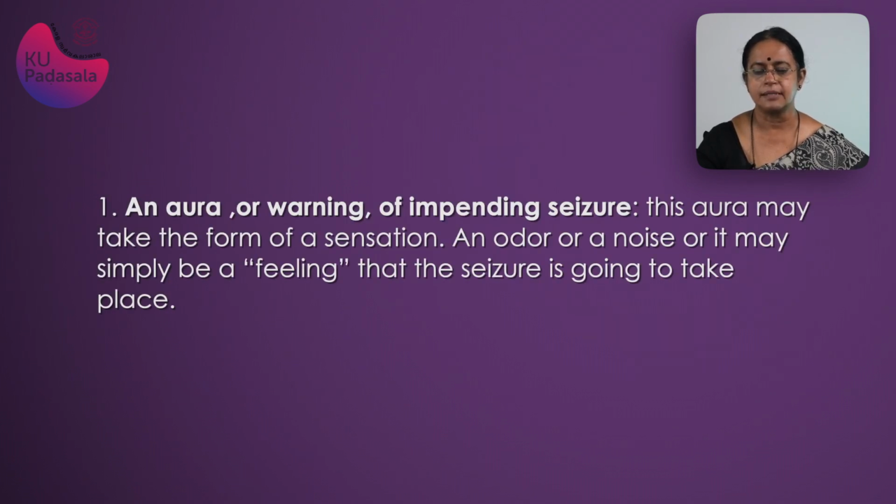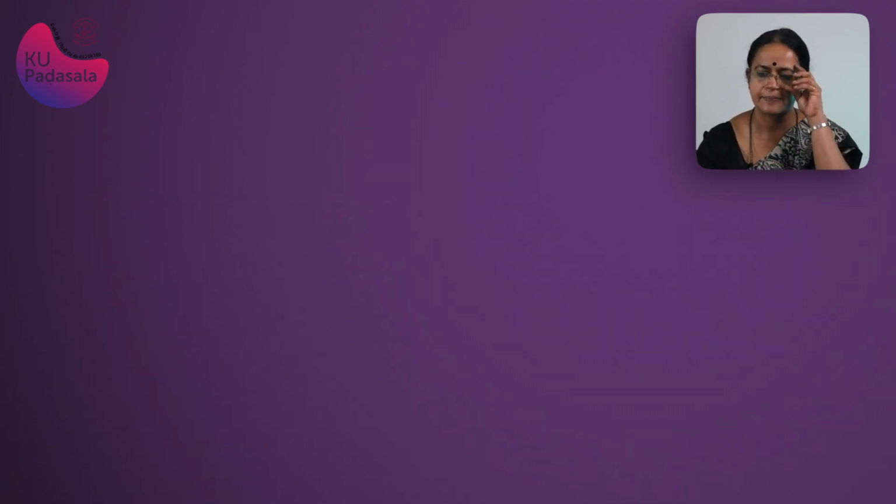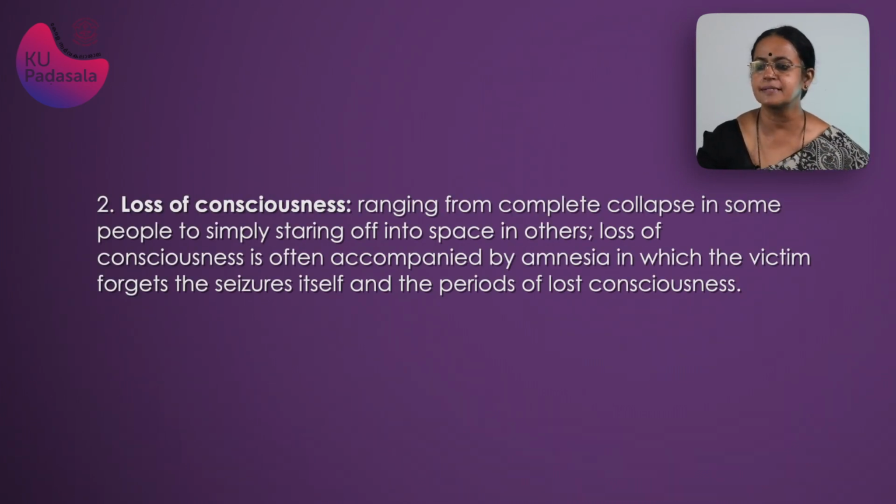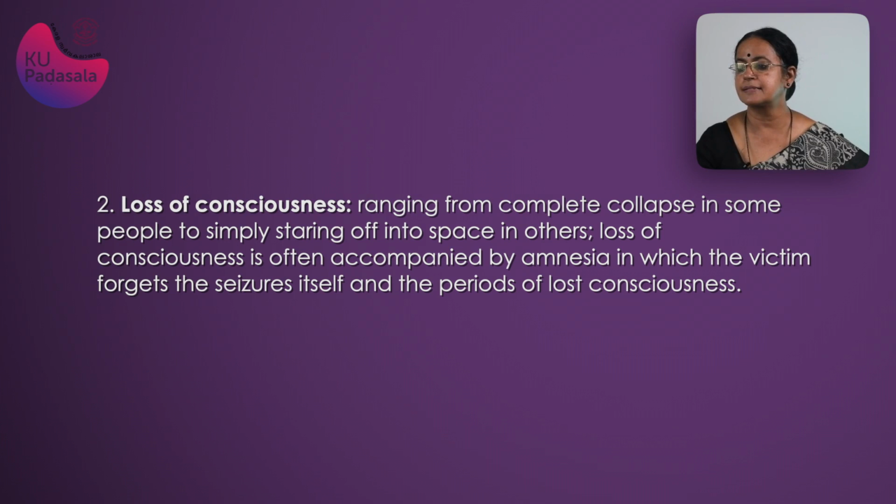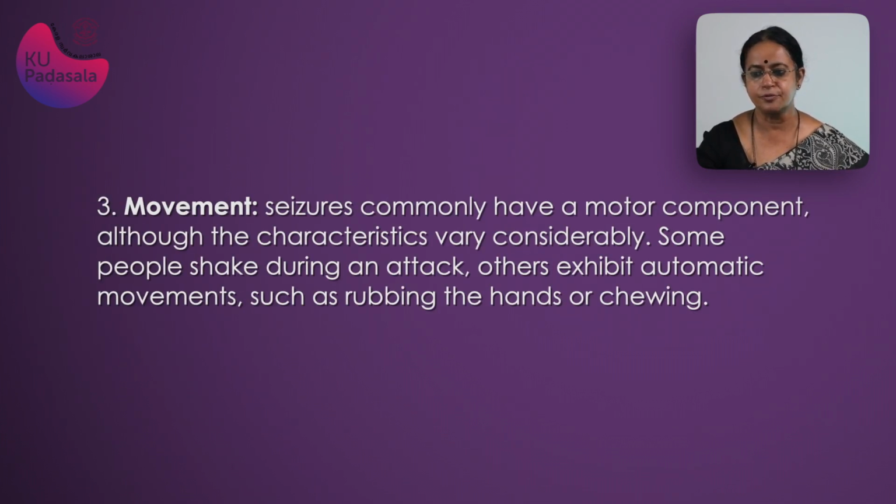1, an aura or warning of impending seizure. So this aura may take the form of a sensation, an odor, or a noise, or it may simply be a feeling that the seizure is going to take place. Second is loss of consciousness, ranging from complete collapse in some people to staring off into space in others. Loss of consciousness is often accompanied by amnesia, in which the victim forgets the seizures itself and the periods of lost consciousness. 3 is movement.